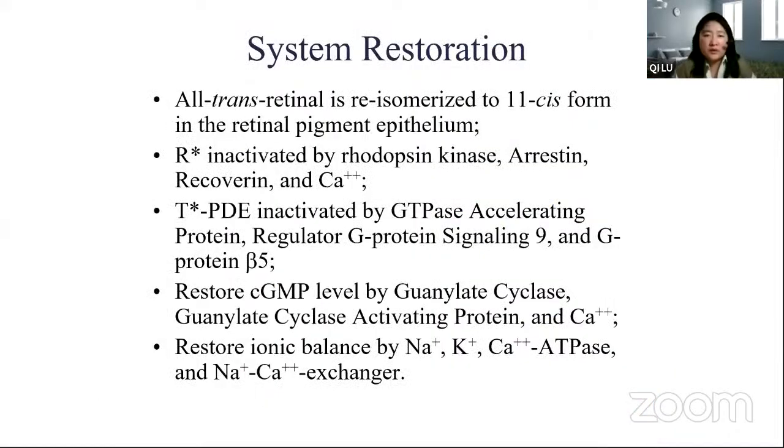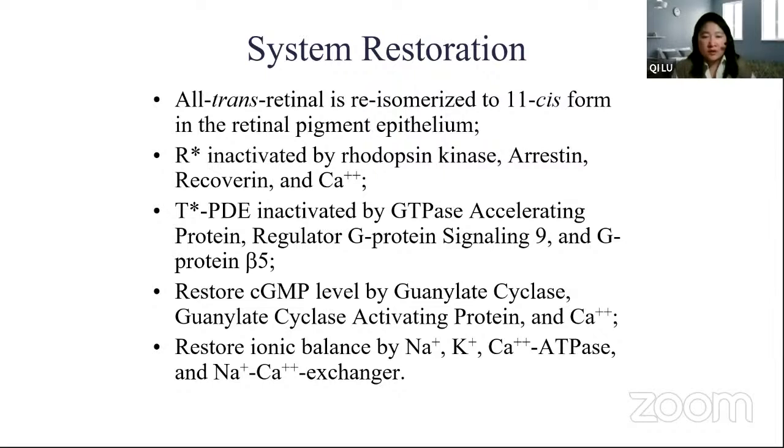The system restoration has several steps. The all-trans retinal is re-isomerized to the 11-cis retinal form in the RPE. Rhodopsin star is inactivated by two breaks: phosphorylation by the rhodopsin kinase and binding to arrestin. And the transducin-PDE inactivation by the GTPase-activating protein RGS9 causes a dissociation of the transducin alpha subunit from PDE6.